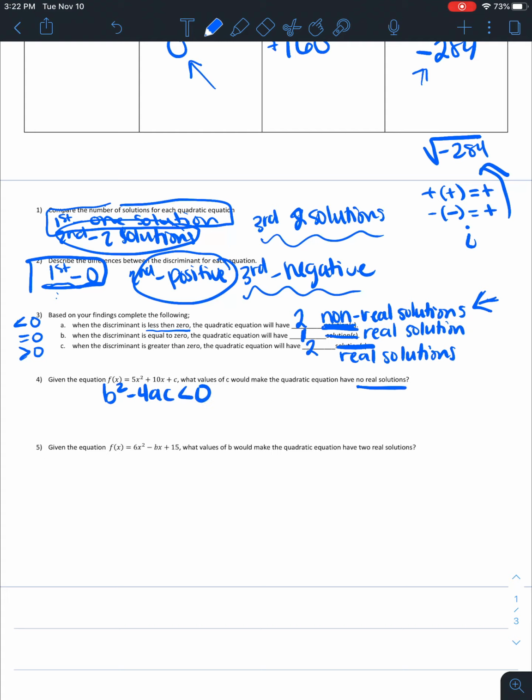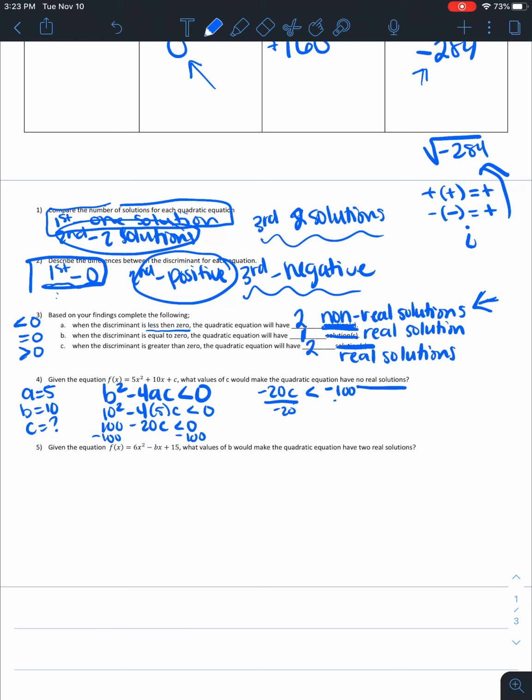So let's go ahead and plug these values in and solve for c. My a is 5, my b is 10, and my c we don't know. So I'd have 10 squared minus 4 times 5 times c needs to be less than 0. So I have 100 minus 20c is less than 0. I'm going to subtract 100 from both sides. So I have negative 20c is less than negative 100.